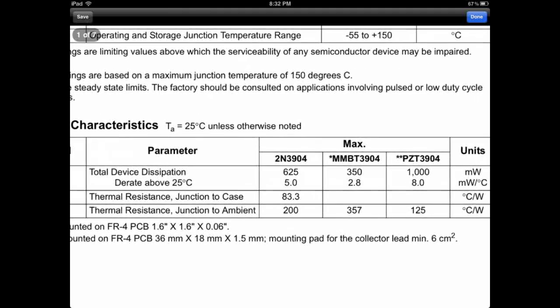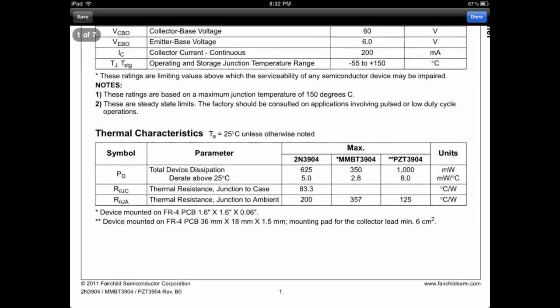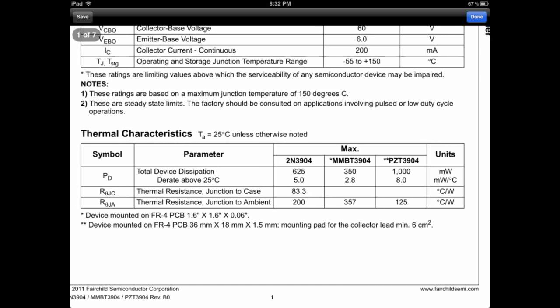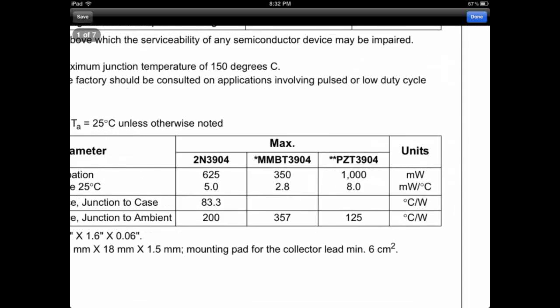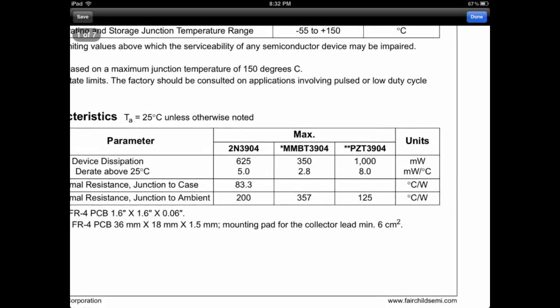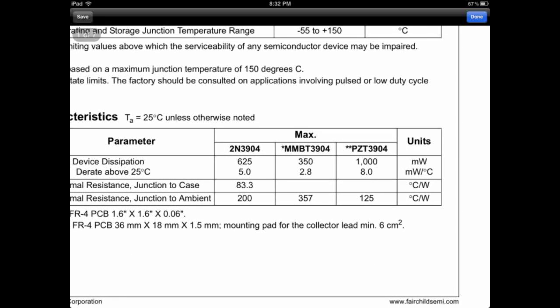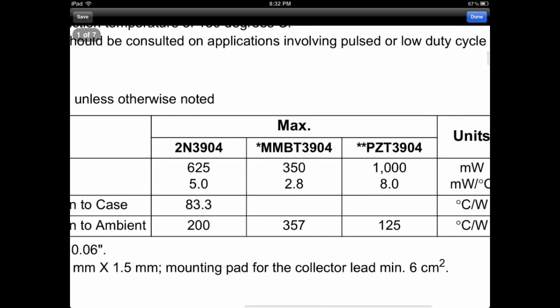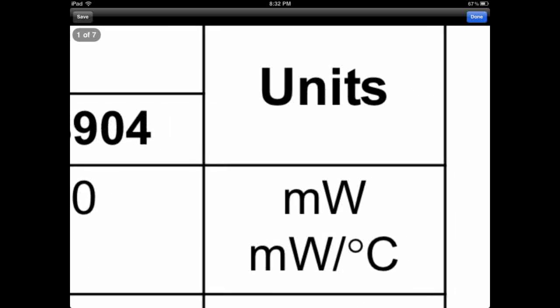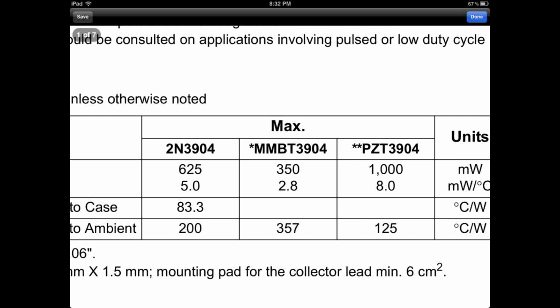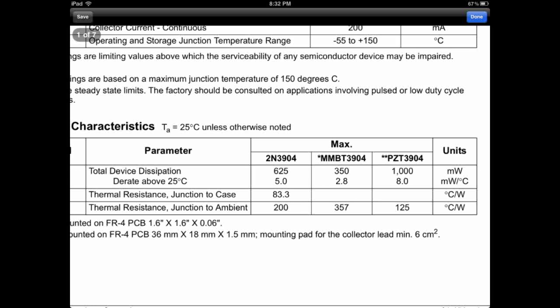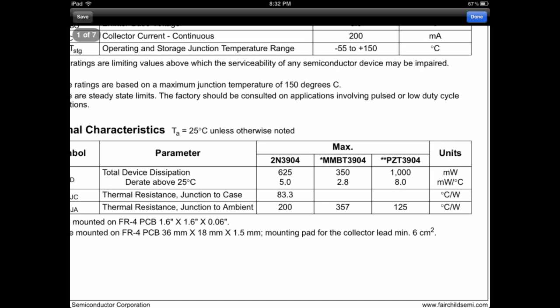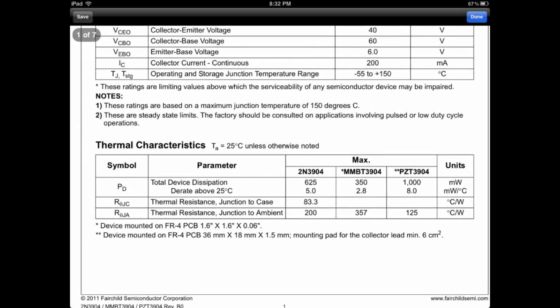Like I said again, take the voltage across collector to emitter times your current, at least that's a good rough estimate. You could get into trying to find the different resistances it has, but a good rule of thumb is just do a normal power calculation. Take the voltage across it times the current through it, and make sure you're within that 625 milliwatt range. That's basically all you have to do.